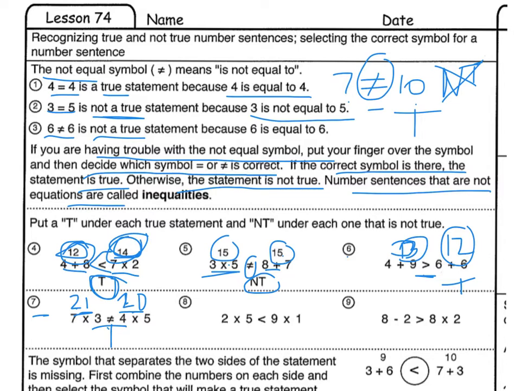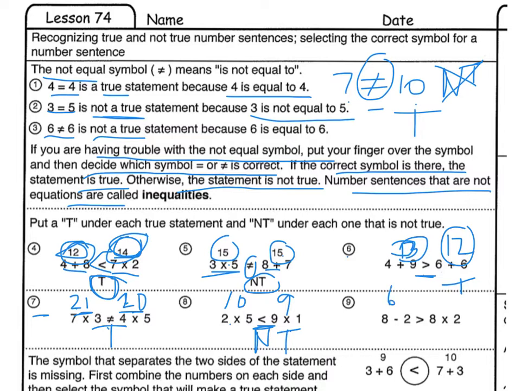All right, pause the video and try 8 and 9. So you should have already done both 8 and 9. Before you see me do this, you should have written a 10 up here, a 9 here. Is 10 smaller than 9? Is the crocodile eating the big number here? No, it's not. This is a not true statement. You should have written an NT there for not true.